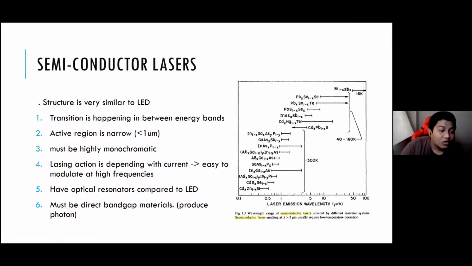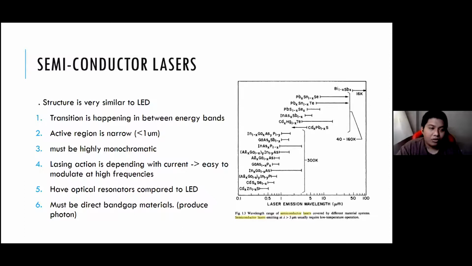So let's go towards semiconductor lasers. In semiconductor lasers, the structure is very similar to an LED. So the transition is happening in between energy bands. For example, the electron would flow from the conduction band to the valence band, or vice versa, from the valence band to the conduction band. And the line width is also extremely small. And because of that, the con of a very small line width is that this device, semiconductor lasers, could be affected by the temperature.